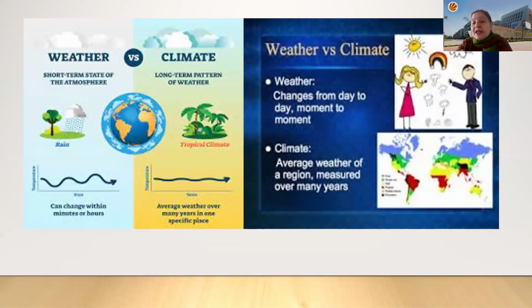And here the range is wide. We can take a wider area for a longer period of time, maybe for years, for decades, and for centuries also. So weather is the day-to-day changes, and climate is the changes over longer terms or longer years.